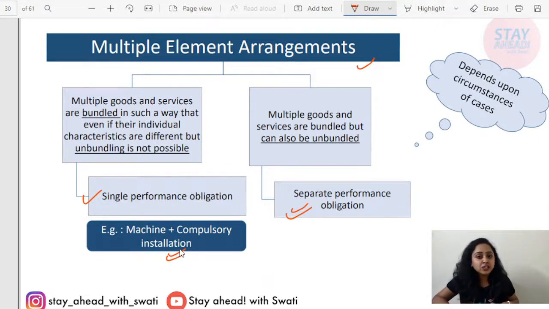If you get it installed, nothing else will be charged, okay. If they are saying that machine plus compulsory installation is a part of the contract and cannot be separated, it will be treated as a single performance obligation, okay. If it can be separated, then it will be treated as a separate performance obligation. It depends on a case to case basis, okay. What is the particular transaction nature?